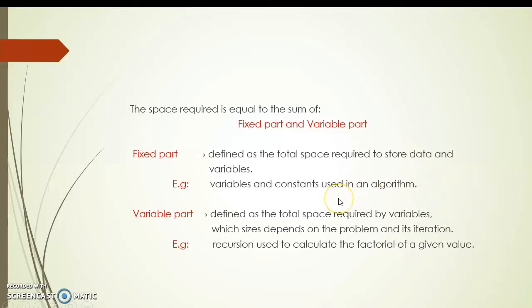The variable part is defined as the total space required by variables whose size depends on the problem and its iteration. Maybe some variables are declared whose size depends on the iteration of the loop. For example, if we declare the variable n, the value of n we get during the execution of the program. So depending on the input we have to specify the size of that particular variable. That variable size can be changed. That is known as the variable part.